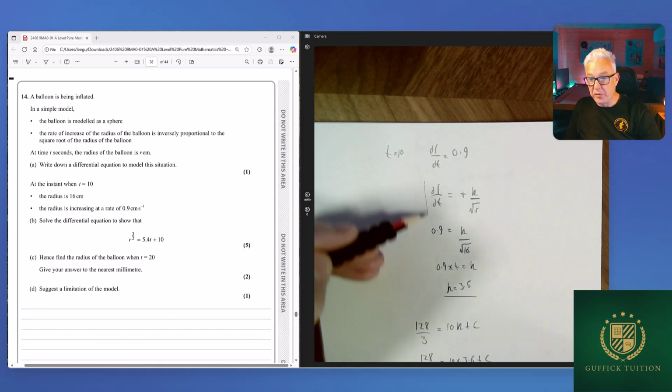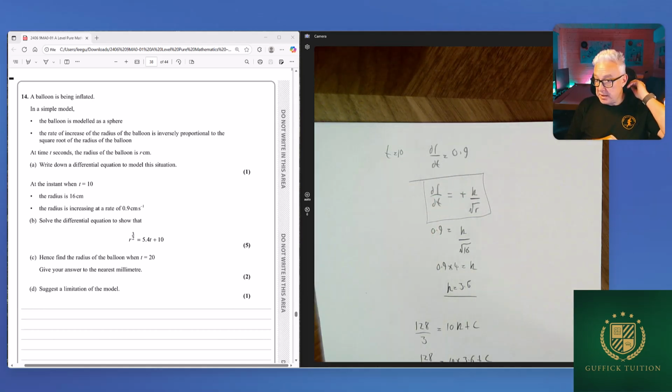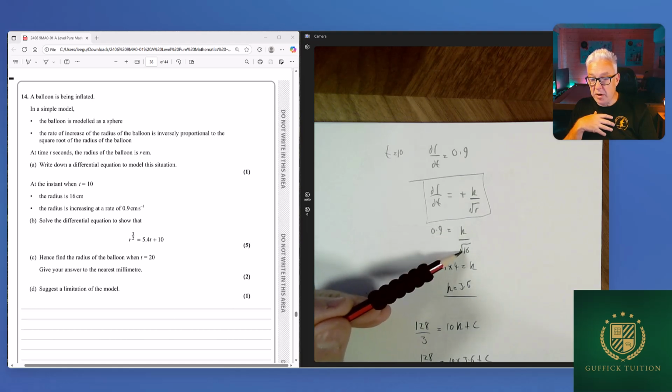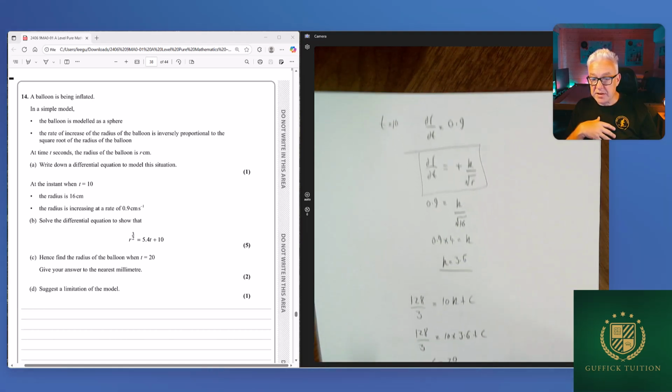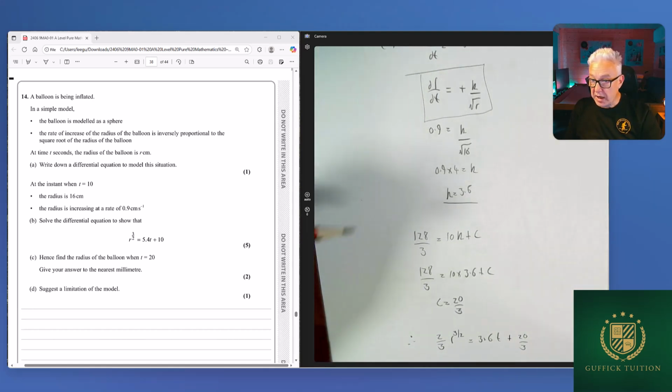We found before that our differential equation was that dr by dt is equal to k over root r. So we can sub in dr by dt is 0.9. So we have 0.9 is equal to k over root r. R is equal to 16. So that gives us k is equal to 3.6. So now we know that k is 3.6.